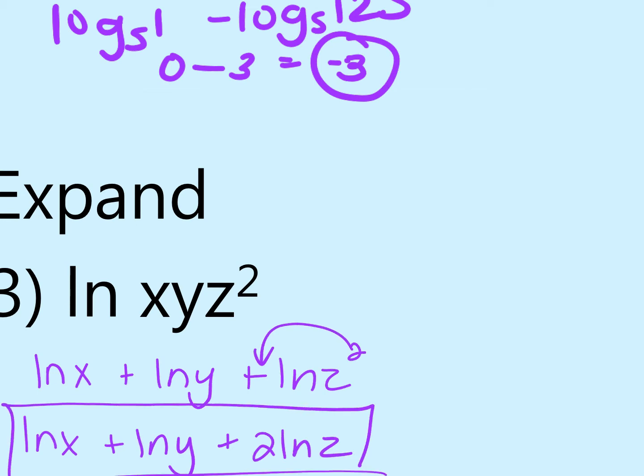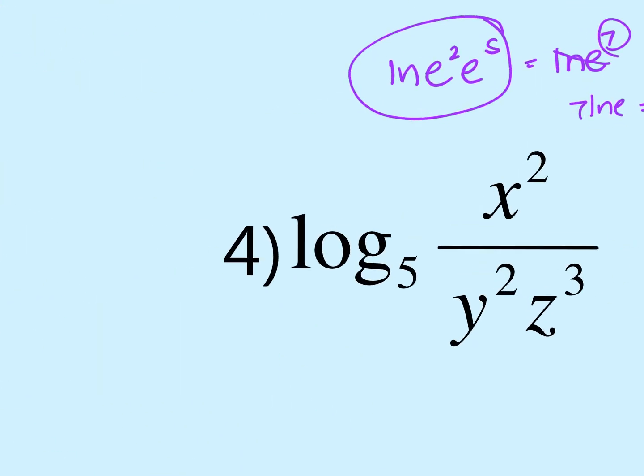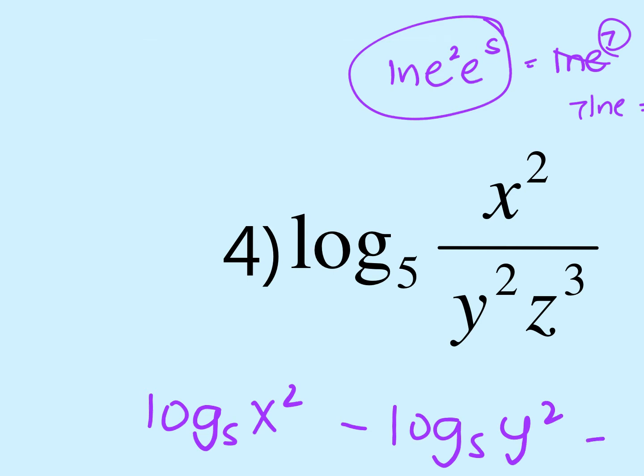No, because it's only on the z. If this was in parentheses, then the 2 would go to all. And then 4, remember anything in the denominator gets the minus. So this becomes log base 5 of x squared minus log base 5 of y squared minus log base 5 of z to the third. And then all the exponents bump forward. 2 log base 5 of x minus 2 log base 5 of y minus 3 log base 5 of z.